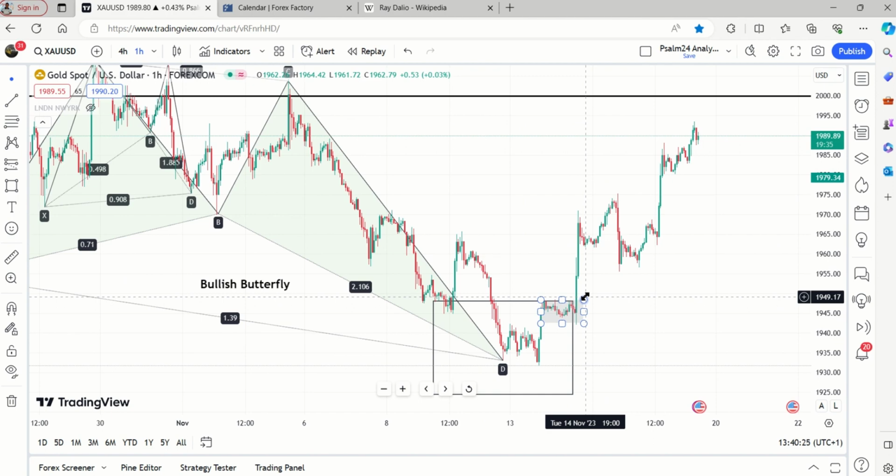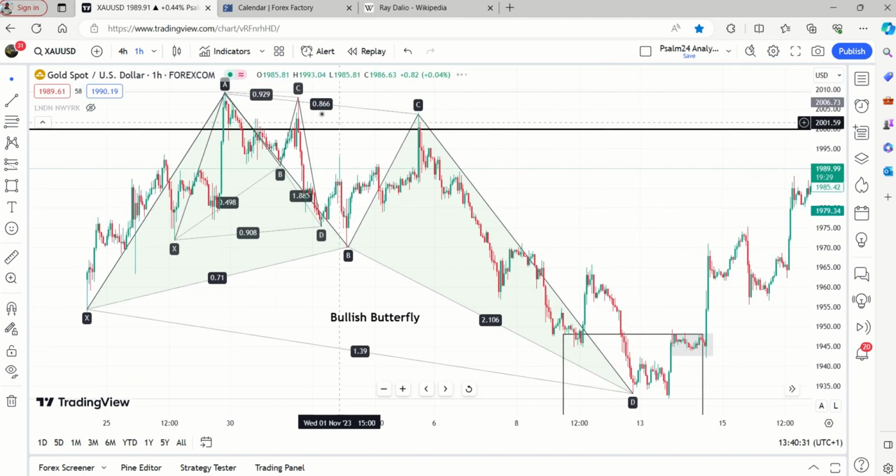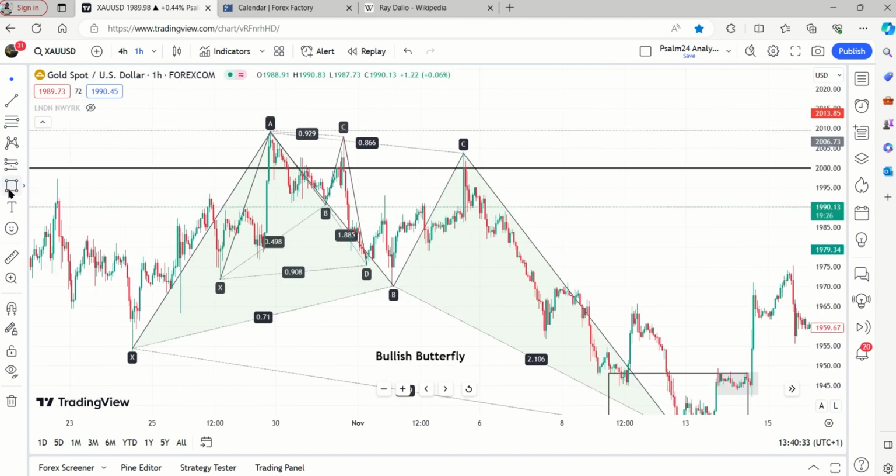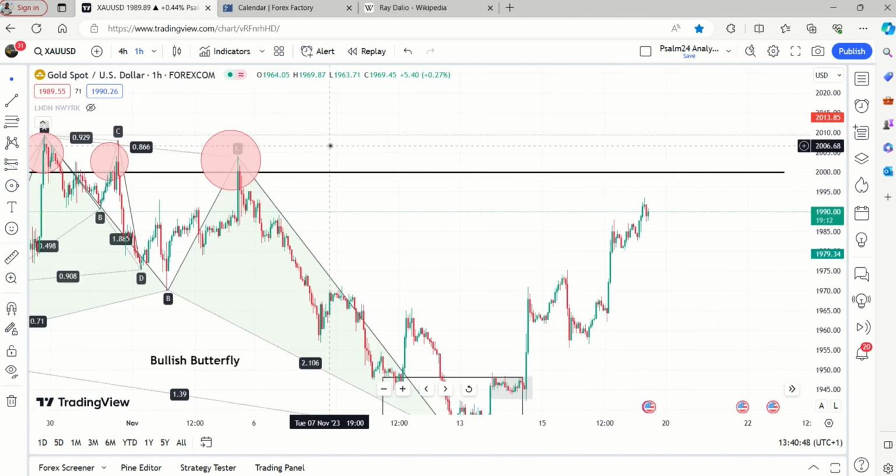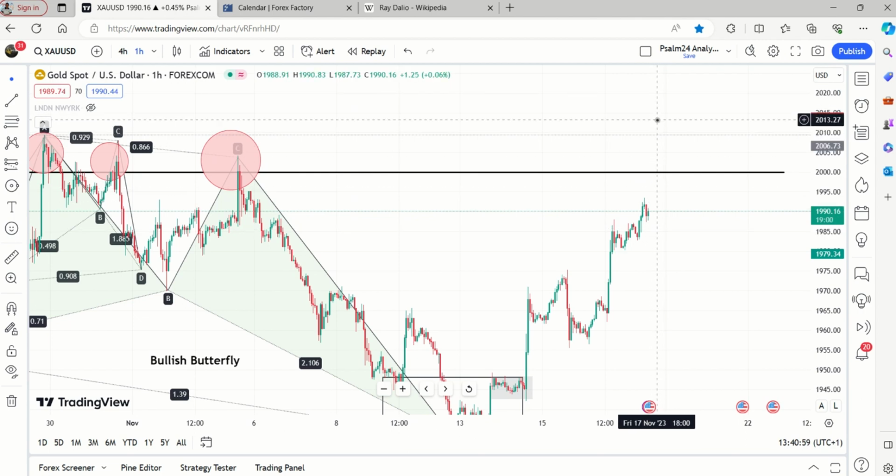And then the resistance zone, $2,000 per ounce, has actually held price in 3 consecutive areas. It has held price here, in this zone, in this zone, and also in this zone. So there is a possibility of it holding price here. However, from our technical analysis perspective, we know that gold is likely going to break out of this resistance. But that is subject to fundamental releases.